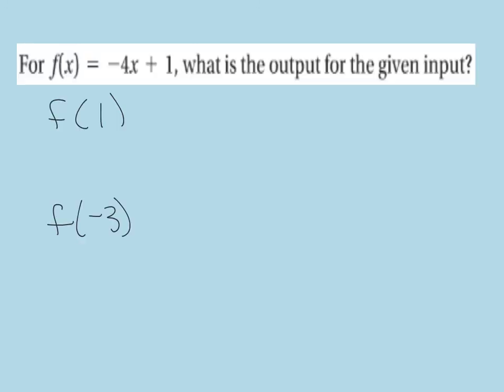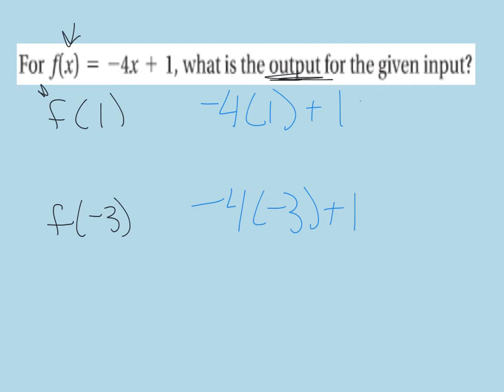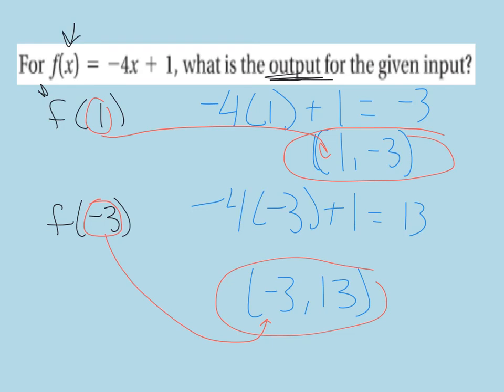Right now I want you to pause the video and figure out what is the output in function notation for these two values. Again, you're plugging in 1 for x and -3. You should have gotten the outputs for 1 and -3. Make sure the value here is also the value that you put in for your x.